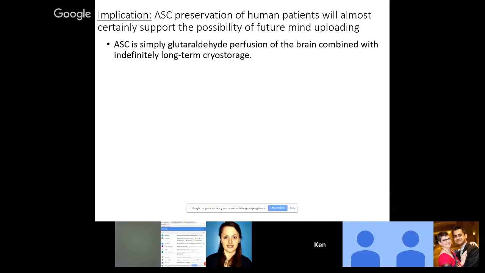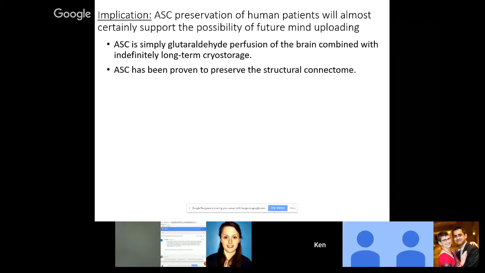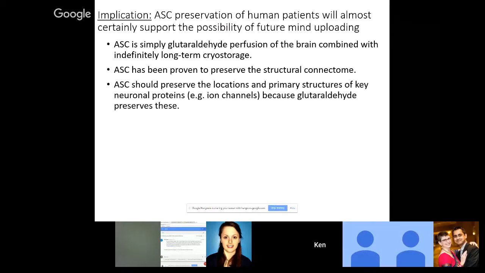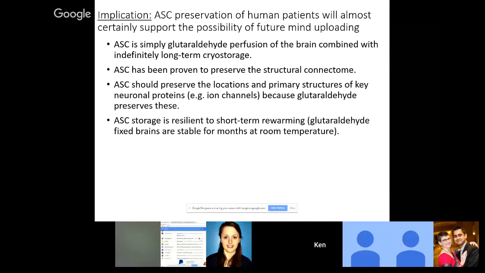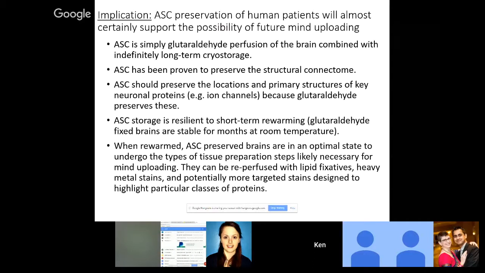ASC is simply glutaraldehyde perfusion of the brain combined with indefinitely long-term cryostorage. ASC has been proven to preserve the structural connectome. ASC should preserve the locations and primary structures of key neuronal proteins like ion channels. ASC storage is resilient to short-term rewarming because glutaraldehyde fixed brains are stable for months at room temperature.